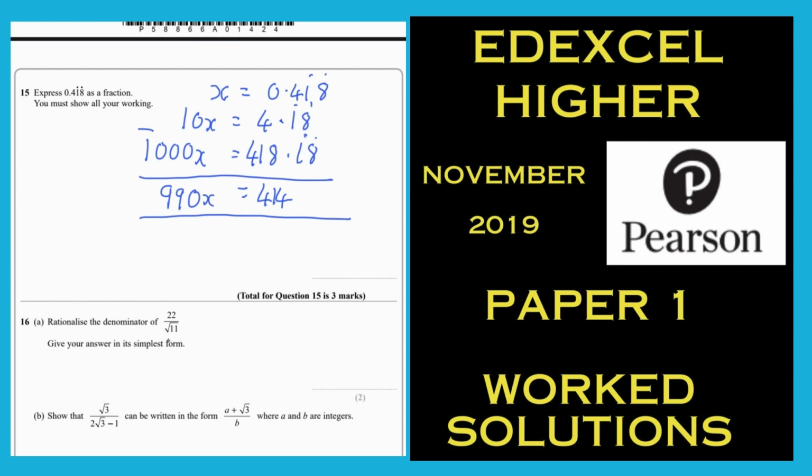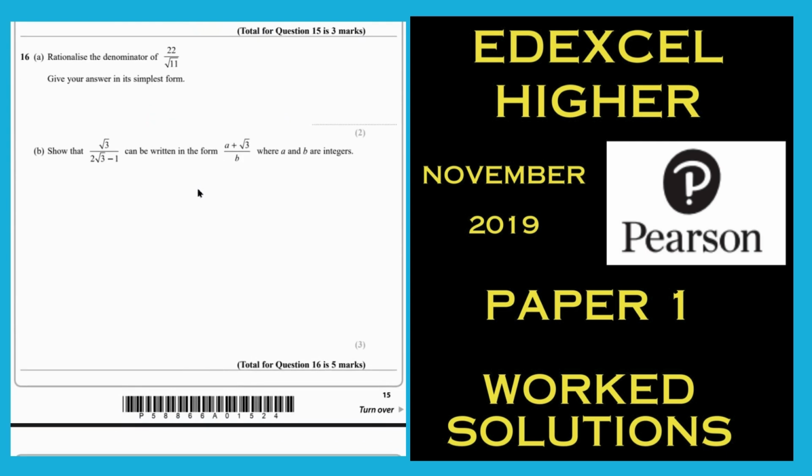Oops, forgot the x. So x is going to be 414 over 990. And there's loads of ways. If you've cancelled it down, great. It doesn't ask you to. Lots of different steps. Halve it, divide by 3. Ultimately, it ends up at 23 over 55 if you really wanted to. But not necessary. Waste of time, actually.